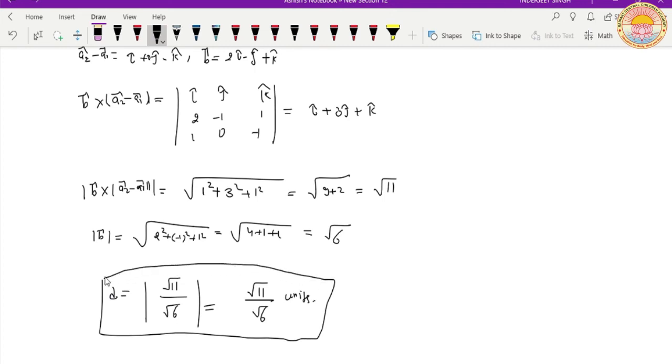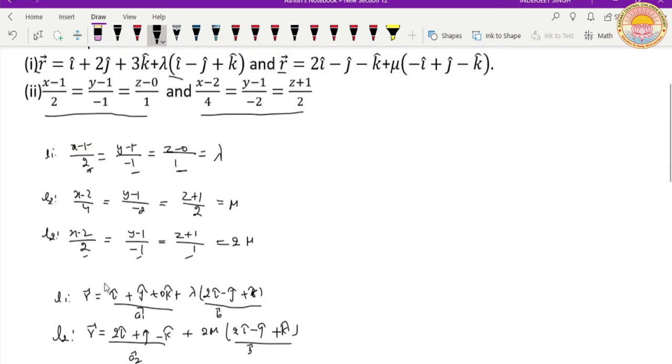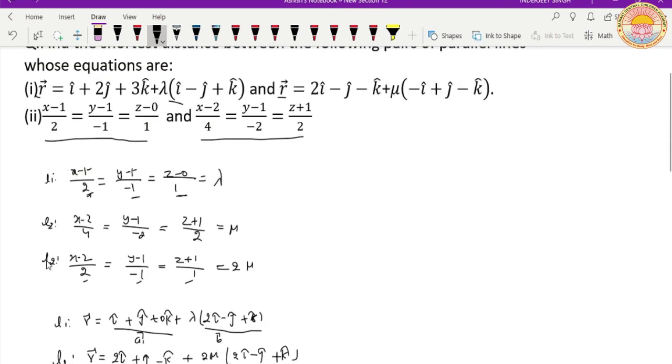So this is the required distance between the given two parallel lines. If you have to find the distance between two parallel lines, you just have to identify the values of vector a1, vector a2 and vector B. Just calculate the values and put the values in the given formula and you will get the result.